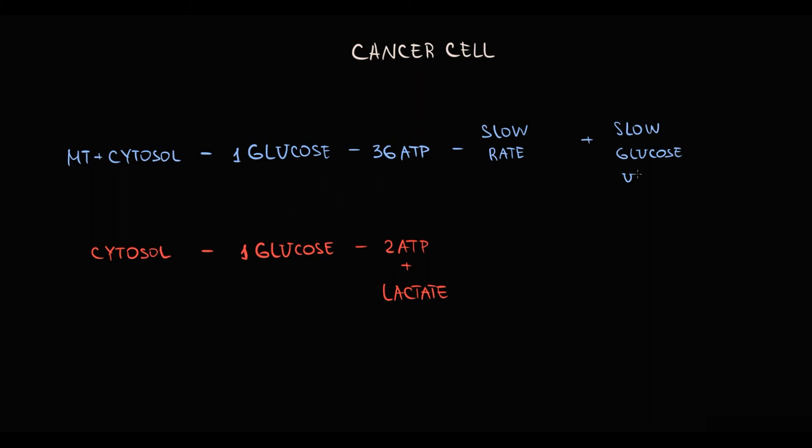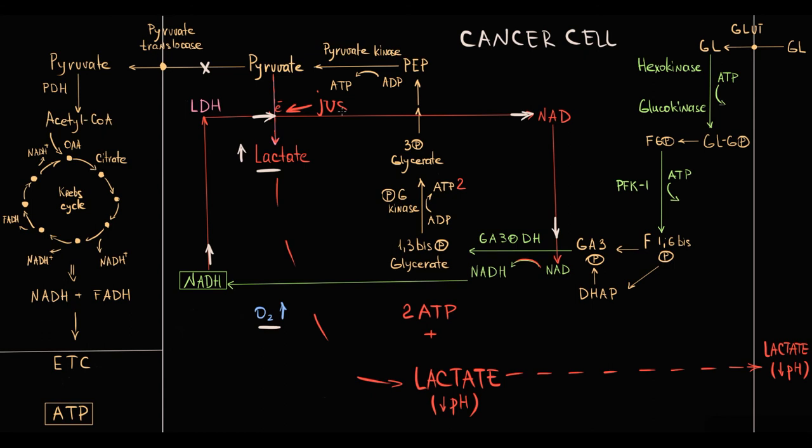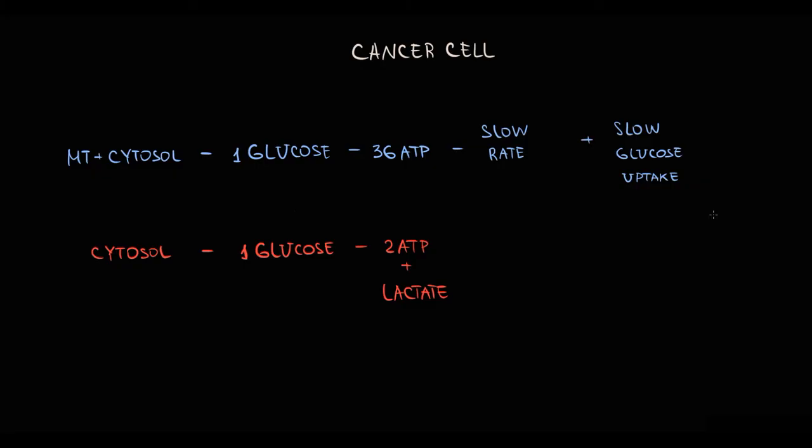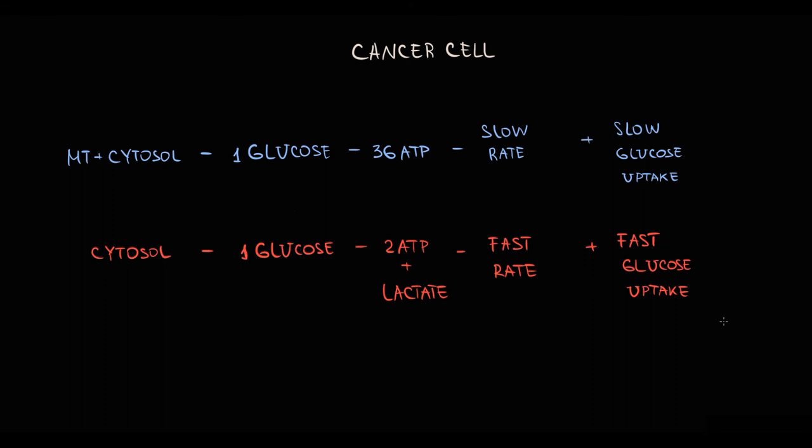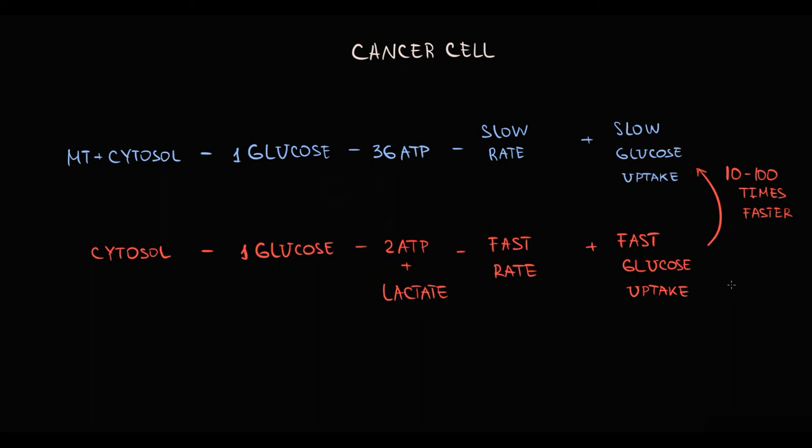In comparison, conversion of pyruvate into lactate in the cytosol is just one reaction, catalyzed by lactate dehydrogenase, so it occurs almost immediately. And right after this reaction, the cell can take up a new glucose molecule. So in this case, the speed of the process and the rate of glucose uptake are extremely fast. And in fact, it was estimated that the production of lactate from glucose occurs 10 to 100 times faster than the complete oxidation of glucose in the mitochondria.